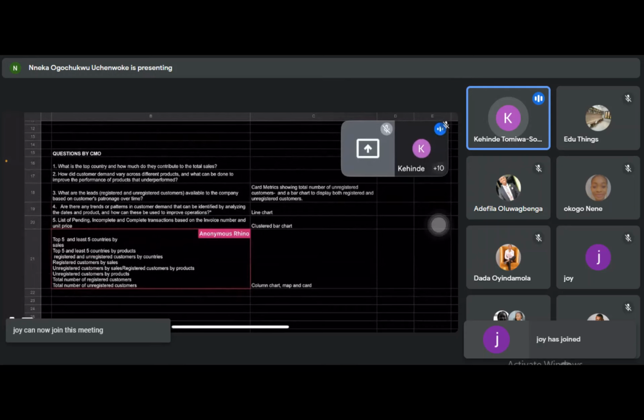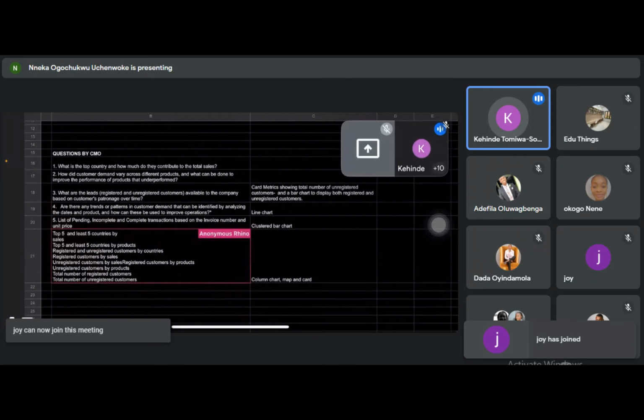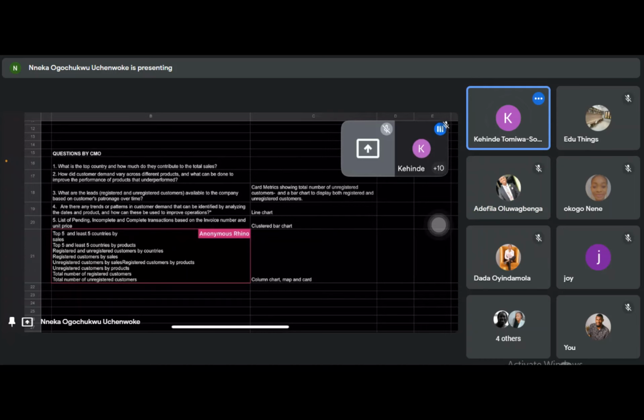So, like, what is the top country and how much do they contribute to sales? That's the map we show, and then the sales by country we show as well. How does the customer demand vary across different products, and what can be shown on the performance of products? That also we cannot categorize products, so that's why we left it blank.